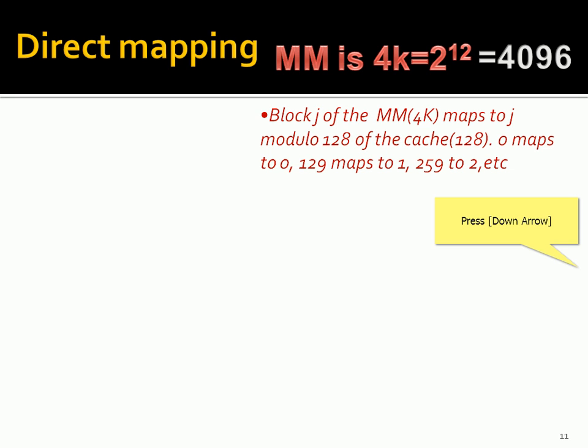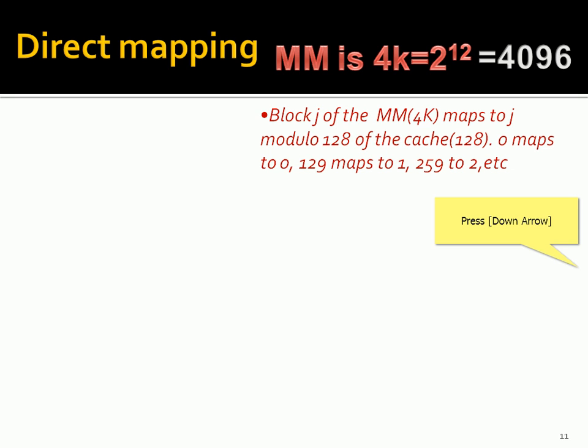So 0 maps to 0, 128 maps to 1. 129 modulo 128 is 1, so 129 maps to 1, right? 130 modulo 128 is 2, so 130 maps to 2, and so on. That is, 259 maps to 2, and so on. So the mapping is a modulus function.